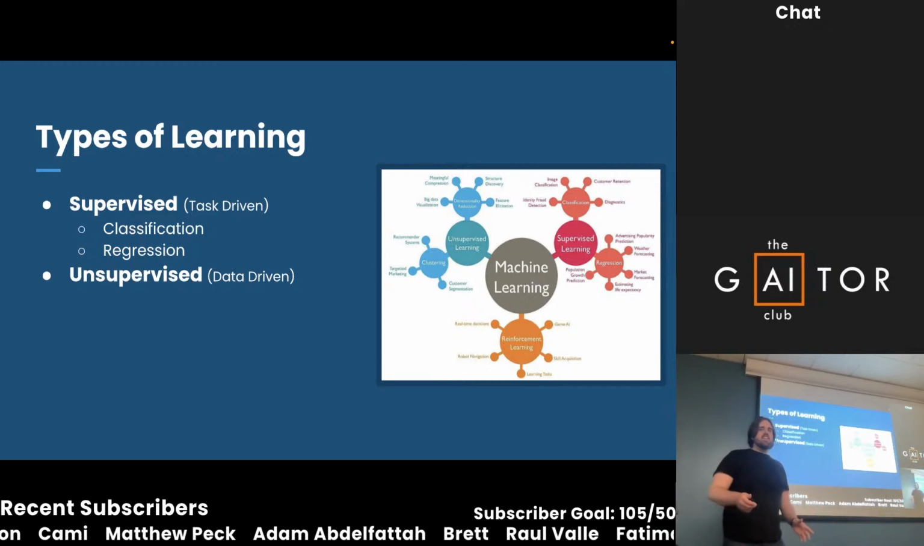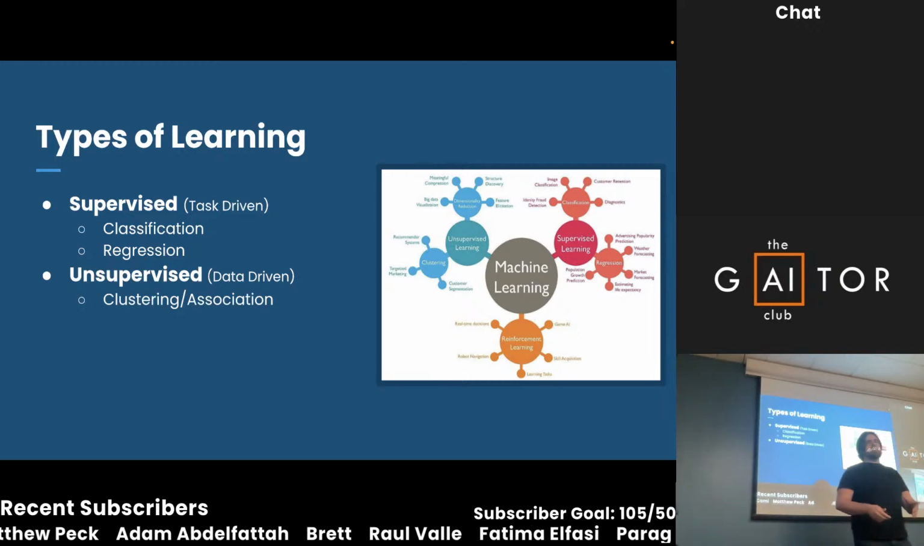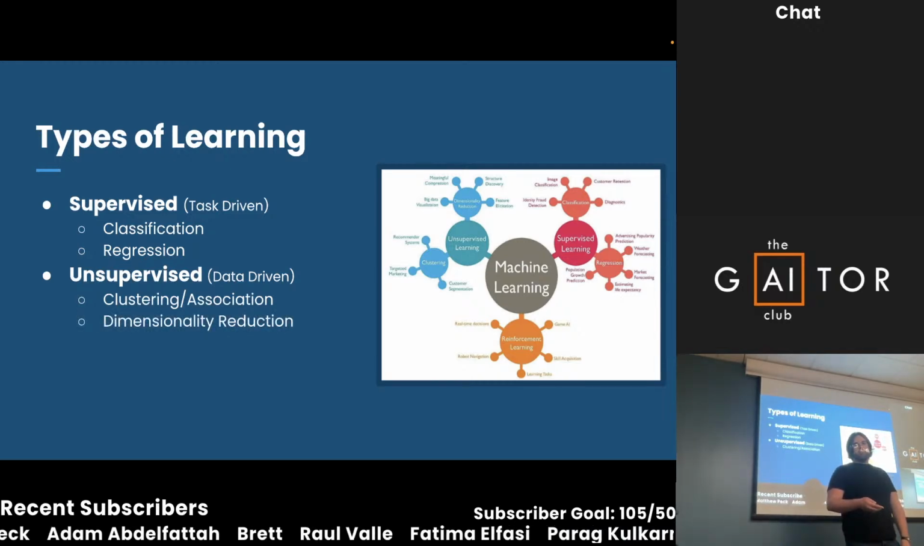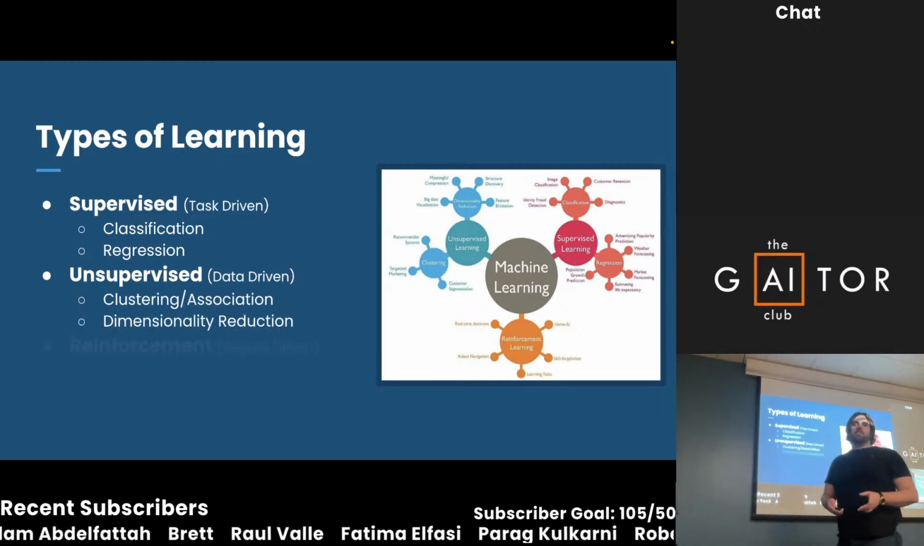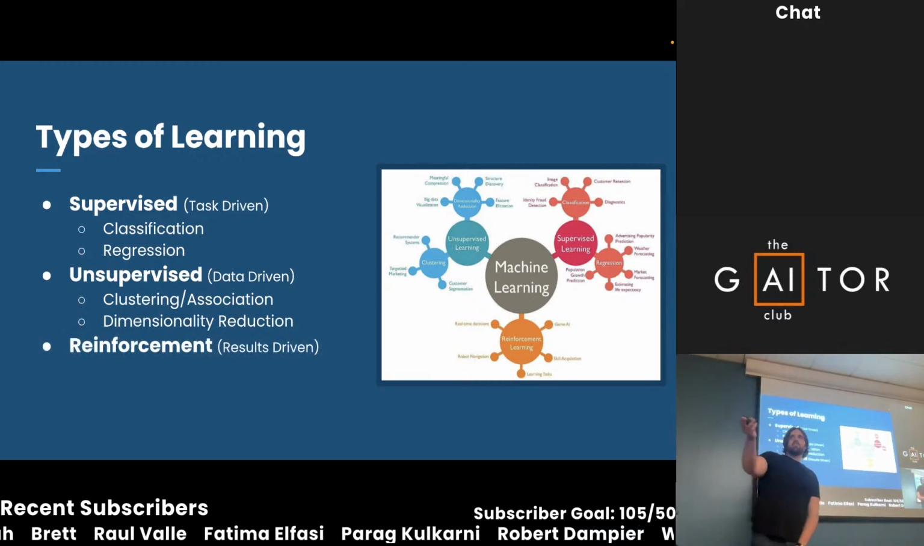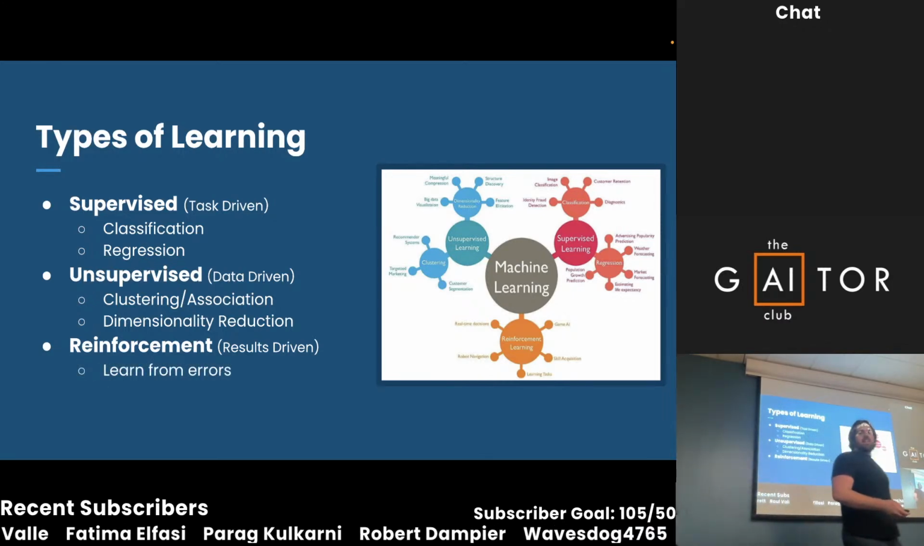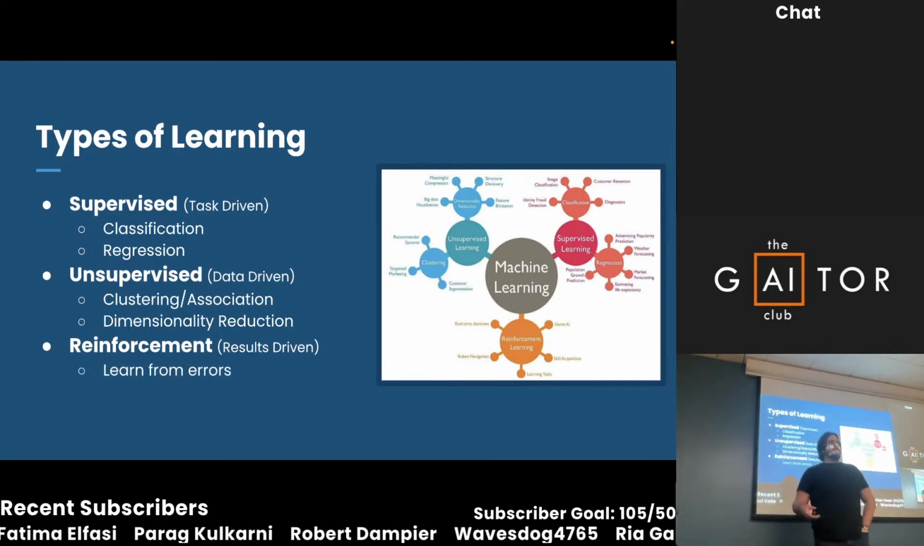Unsupervised learning is data-driven. It includes clustering, association, and dimensionality reduction. The third type is reinforcement learning, which we're going to learn about from Jim, who just walked in, next week. It's how computers learn from errors.